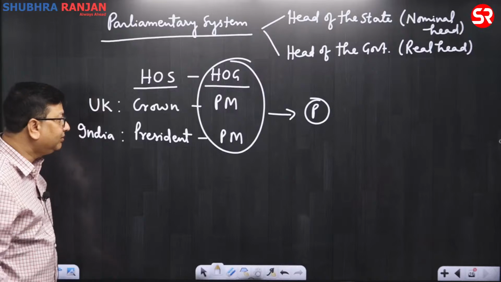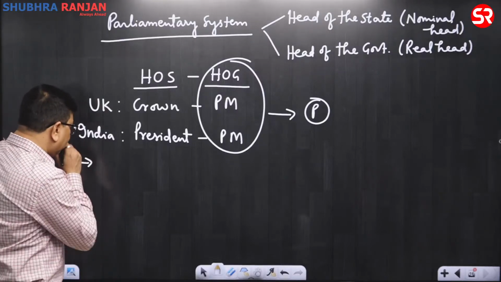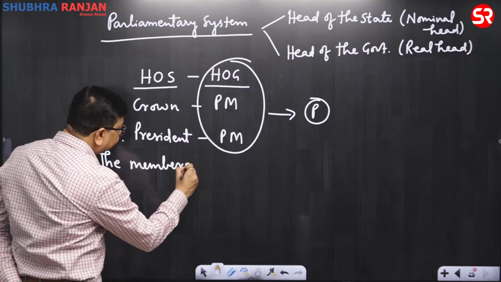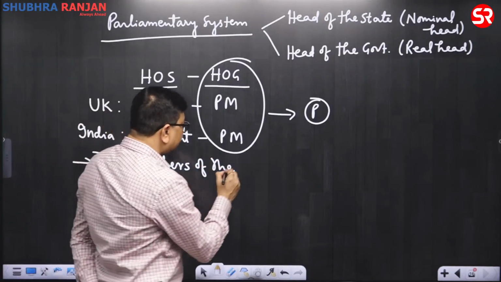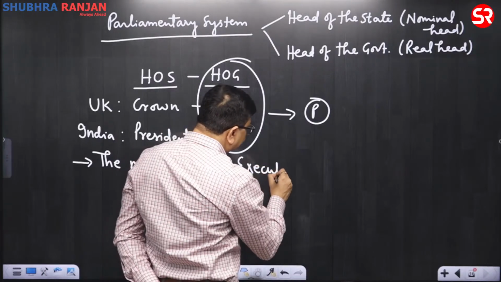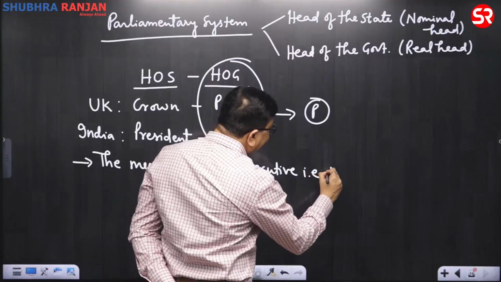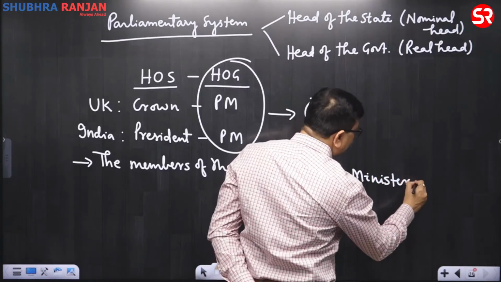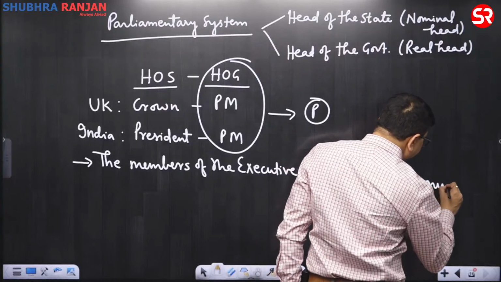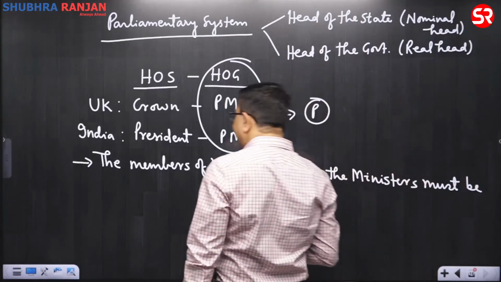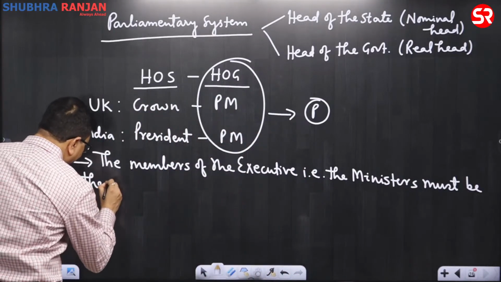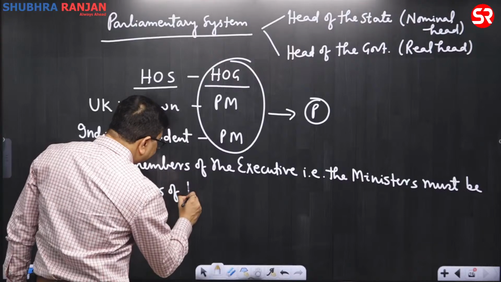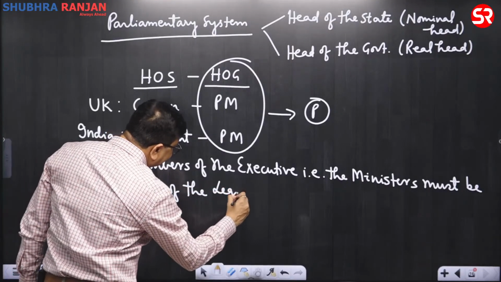Then second point you can write here. The members of the executive, that is the ministers, must be the members of the legislature.